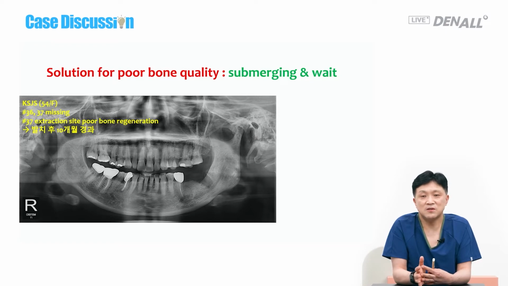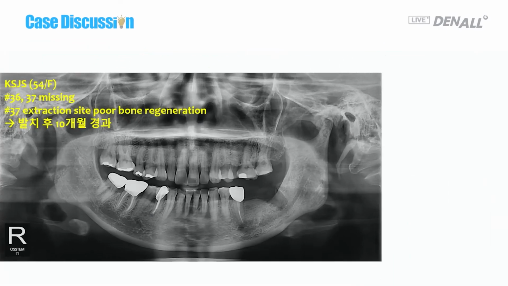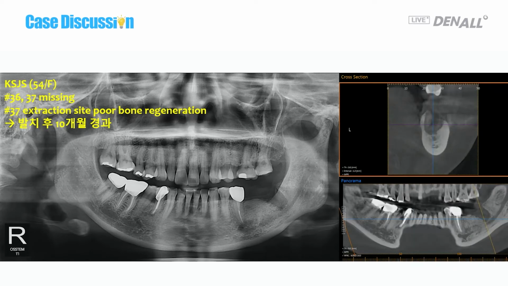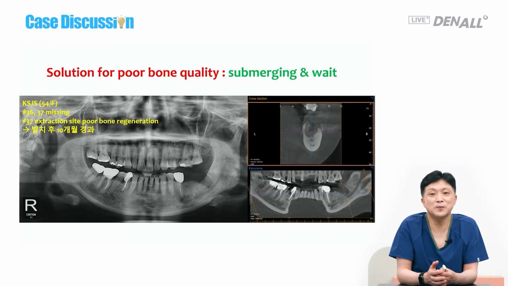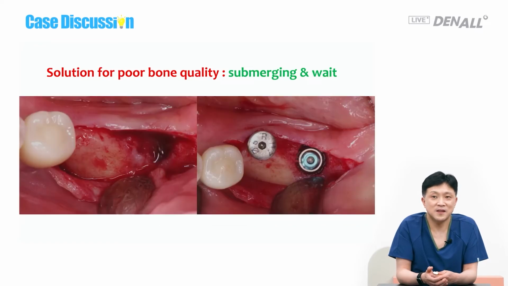A 54-year-old female patient was referred to me. 10 months after extraction, bone did not grow. Number 36 and number 37 are missing. The panorama X-ray shows 10 months after extraction. On CT, the basal bone cannot be used because it is too close to the canal. I want to go along the oblique line and drill into there.